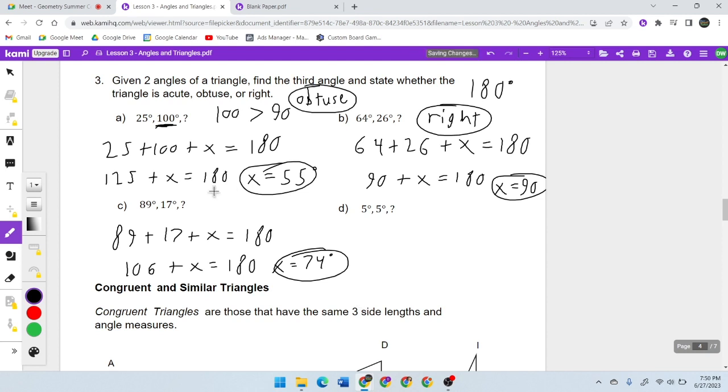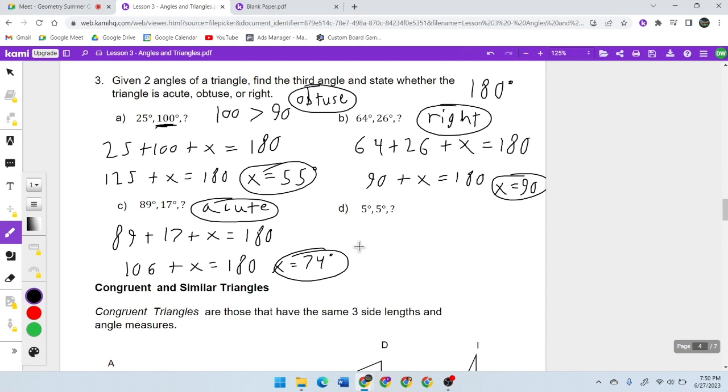Now for this one, notice 89, 17, 74. All of these are less than 90 degrees. For that reason, this is acute, because all of them are less than 90 degrees. You'll notice 89 is close, but not 90, so it's still acute.